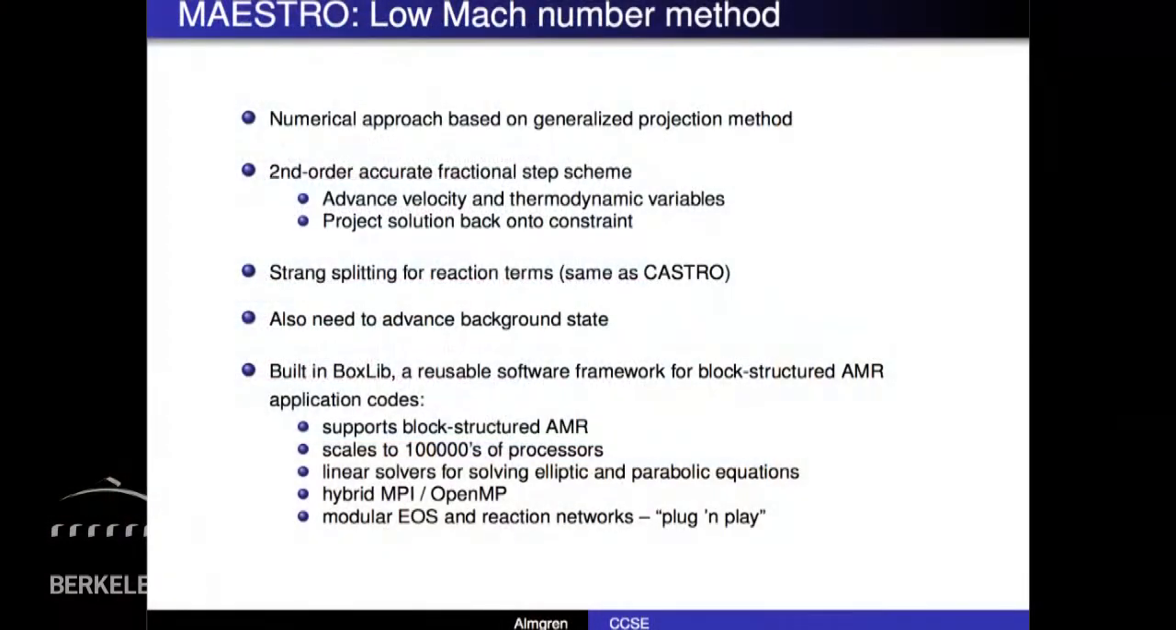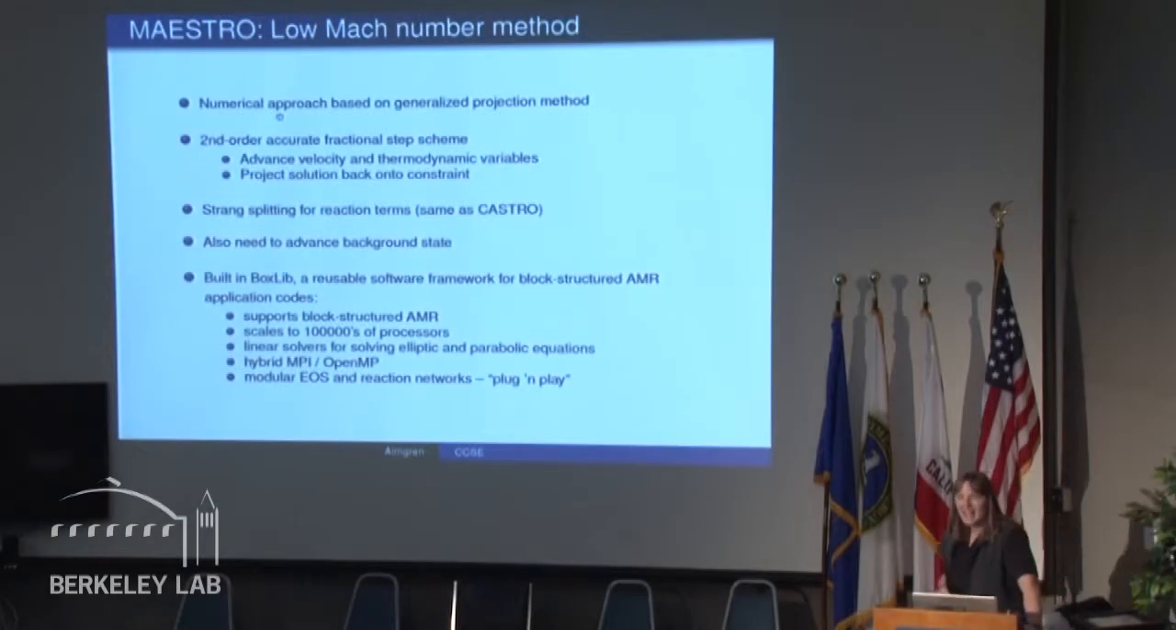Okay, so there were three codes mentioned in the introduction. Castro is a compressible code that we wrote that people are using for supernova mostly. Maestro is the code that we wrote for this. And then Nyx is a code that's now, I think, burning the most hours on Edison. Nyx was a code that was just featured in the Edison early science results. And it turns out that they share a lot of infrastructure, which is a convenient thing for us.